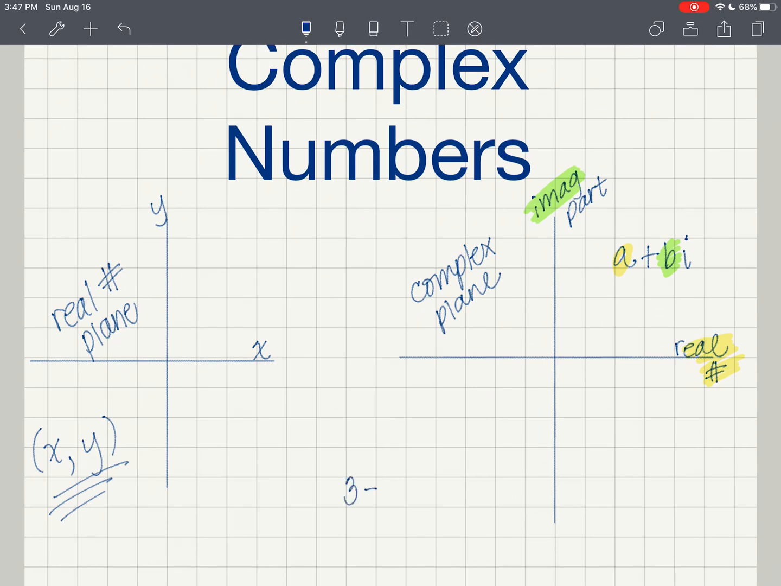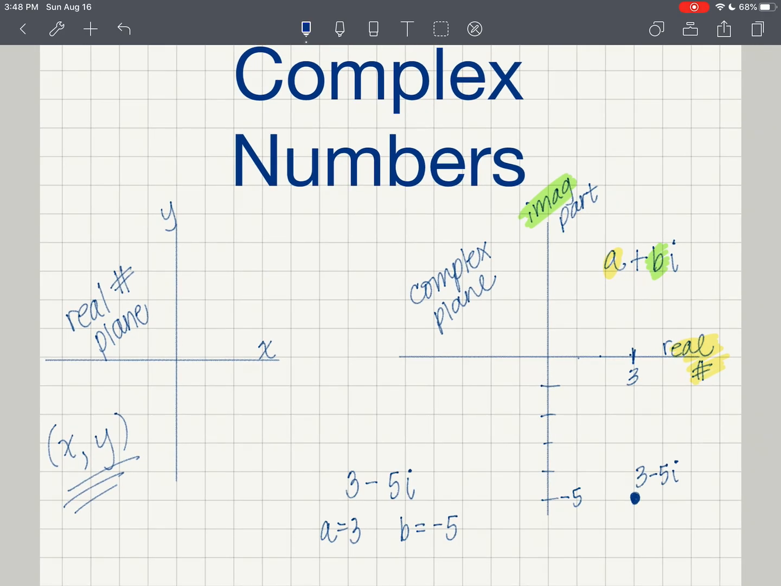Let's do 3 minus 5i. So the real part, a, is 3. And the imaginary part, negative 5i, gives us b equals negative 5. So we would go right 3, 1, 2, 3, and we would go down 1, 2, 3, 4, 5, and this point right here represents 3 minus 5i. So it's that simple. Hopefully it gives you an idea.